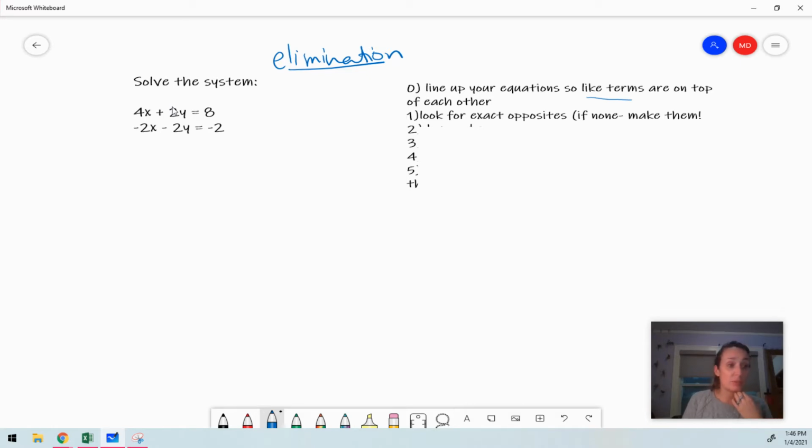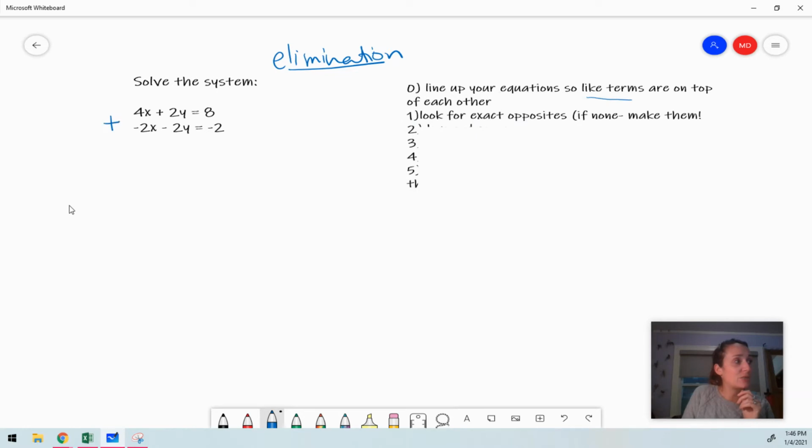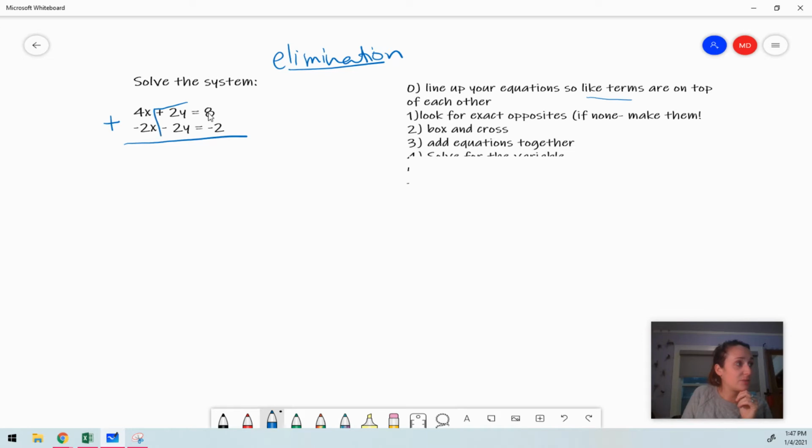Now remember the Beyonce rule, to figure out the sign of my 2y, I have to look to the left, to the left. So this is a positive 2y, and this is a negative 2y. Positive 2y and negative 2y are exact opposites. Now I'm going to combine these two equations together by using addition. Now that I have found my exact opposites, I like to box them and cross them off.